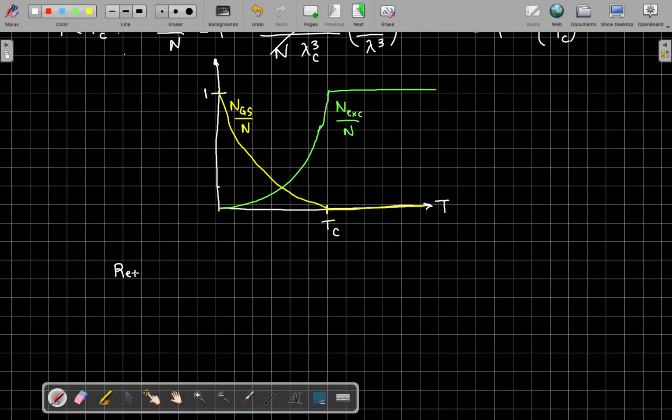So recall that pressure, in the grand canonical ensemble, is equal to minus the grand canonical potential over the volume, or in other words, 1 over beta times log of the grand canonical partition function over the volume.